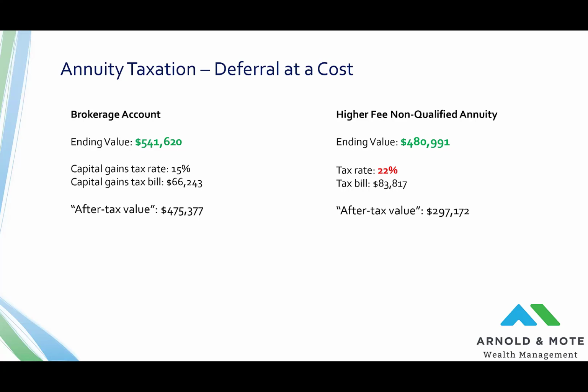And so just doing that same comparison, remember that brokerage account had an ending value of about 541,000 after taxes. Now this little bit higher fee annuity, about 475,000. We're talking almost, getting close to a $200,000 difference in value on an initial investment of $100,000.